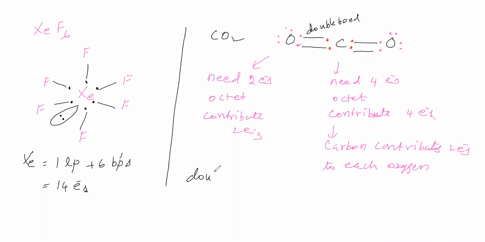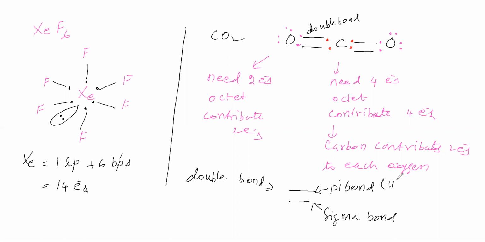What is a double bond? Out of the 2 bonds in a double bond, one bond we call a sigma bond, and the other bond we call a pi bond. For pi we have a symbolic representation like this. So in carbon dioxide, carbon has 2 sigma bond pairs and 2 pi bond pairs. No lone pairs for carbon. Carbon in carbon dioxide does not have any lone pairs. Therefore, totally 8 electrons.